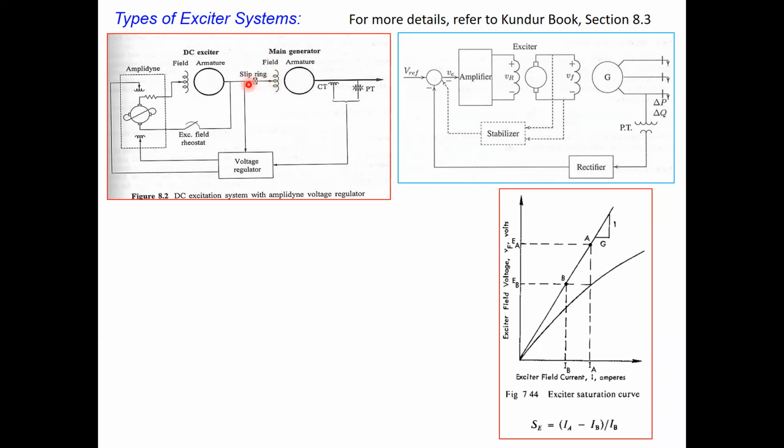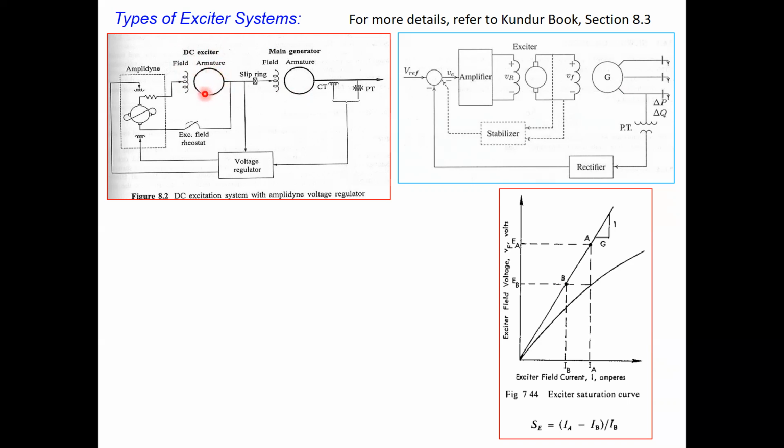You can see there is a slip ring, because it is required to feed the field winding. Then here you have a separate source, and that separate source is your DC exciter. The DC exciter is basically a DC generator, and the output is from the armature. For a DC generator, this armature is rotating, however the field circuit is stationary.